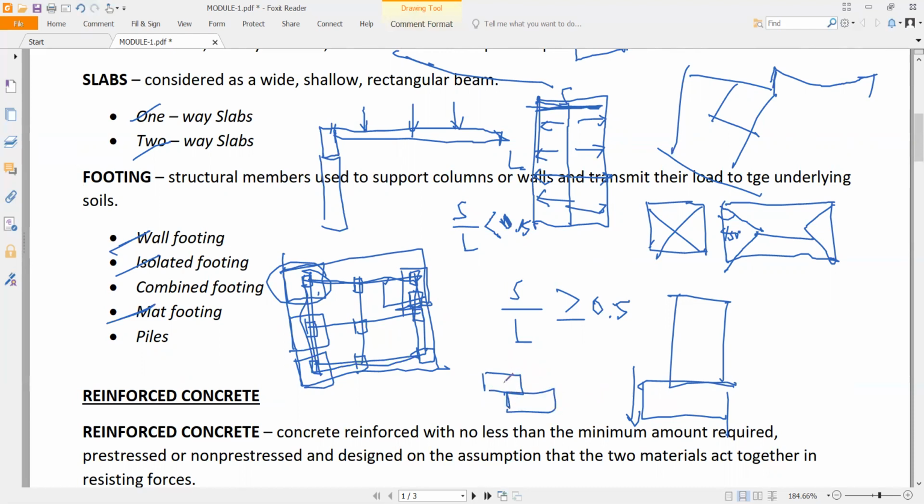No. Instead, ang ginagawa natin, nagkakaroon na tayo ng isang footing na meron siyang dalawang columns. So, yun yung ginagawa natin. That is the combined footing. Yung nakikita natin na may dalawang columns sa isang footing, that is a combined footing. So, piles naman is a different thing.